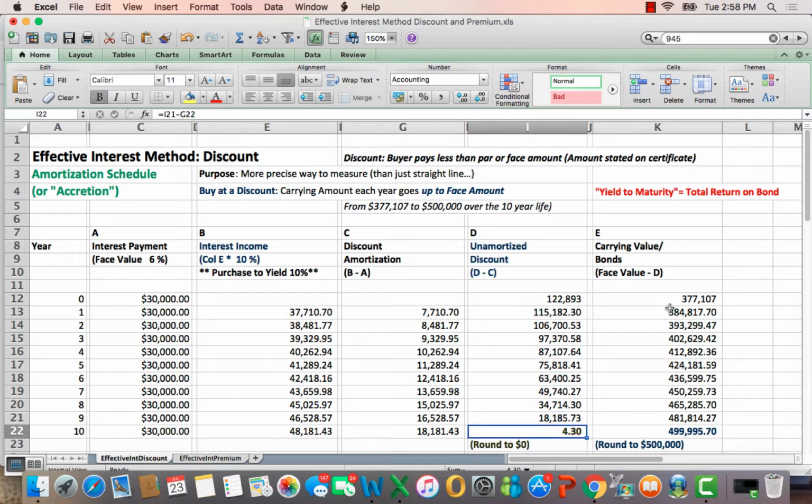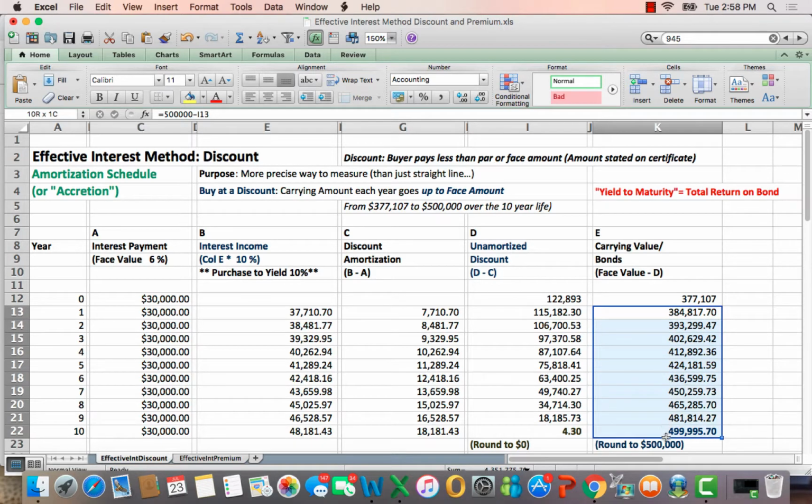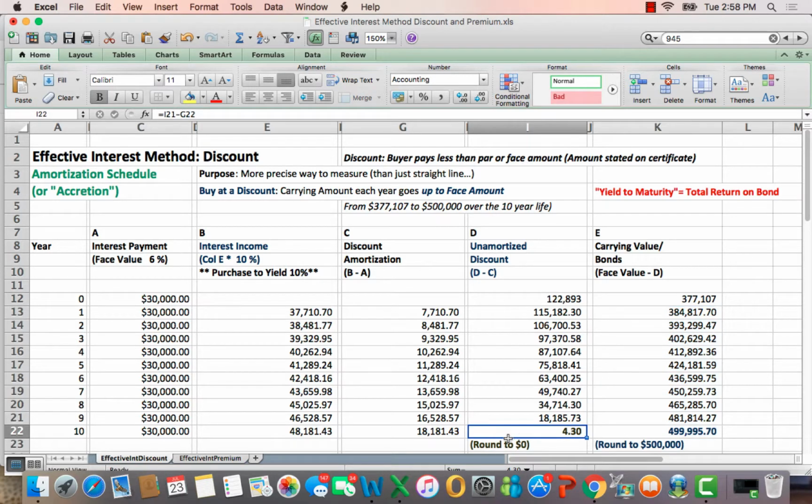And you'll also see that the carrying value increases until it increases all the way up to $500,000. So at the end, with rounding, you have no unamortized discount, and you have a $500,000 carrying value at maturity, which in this case is 10 years.